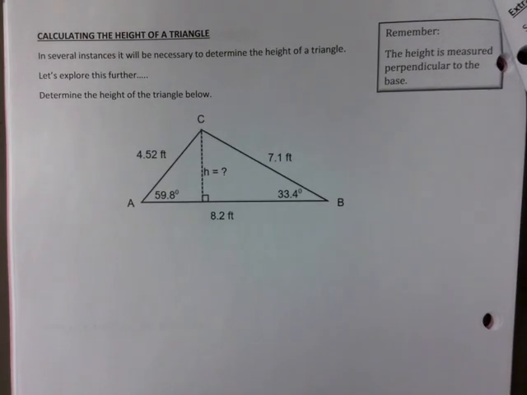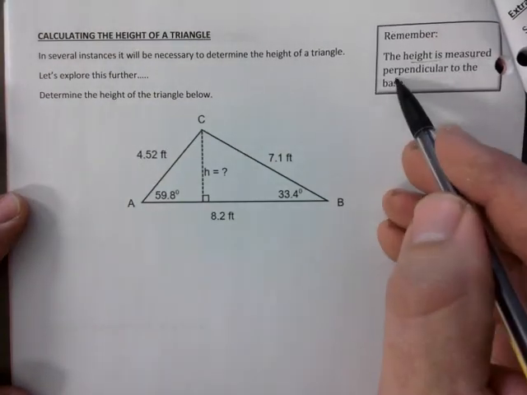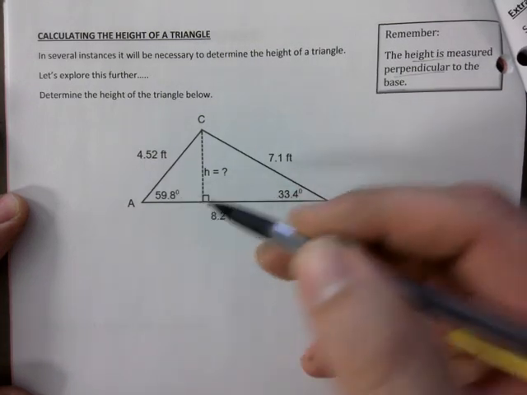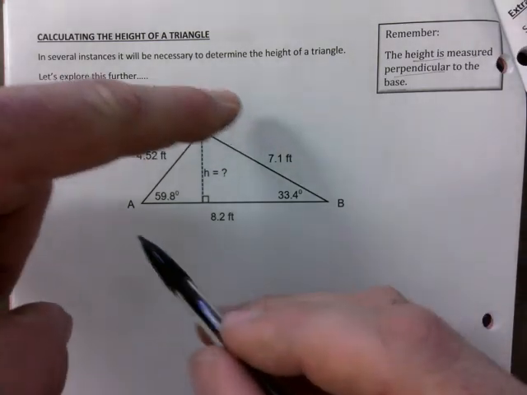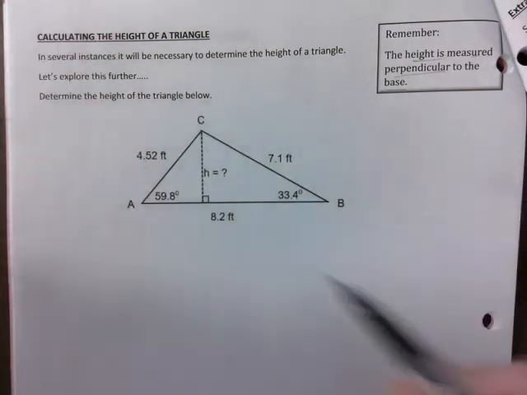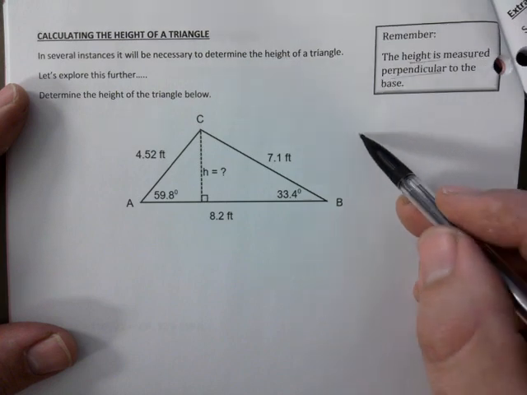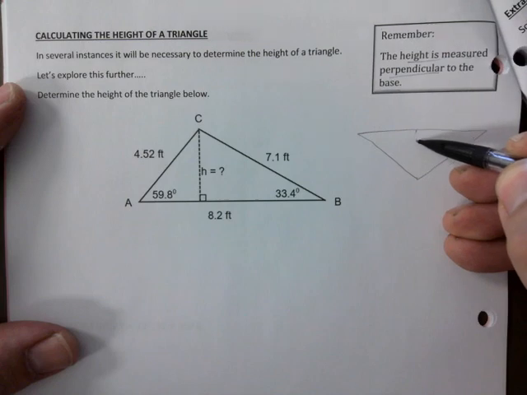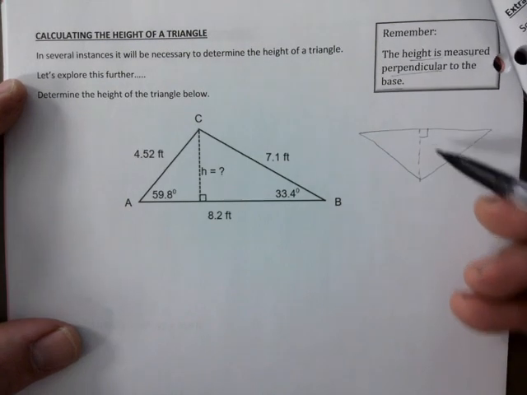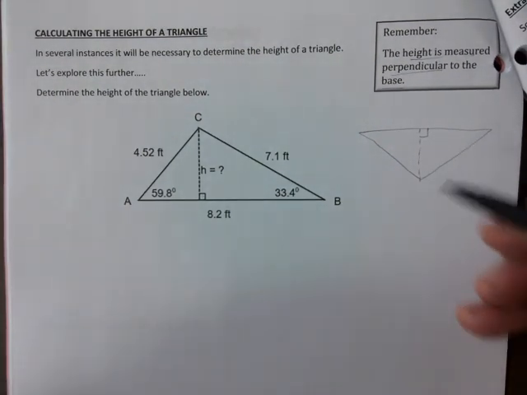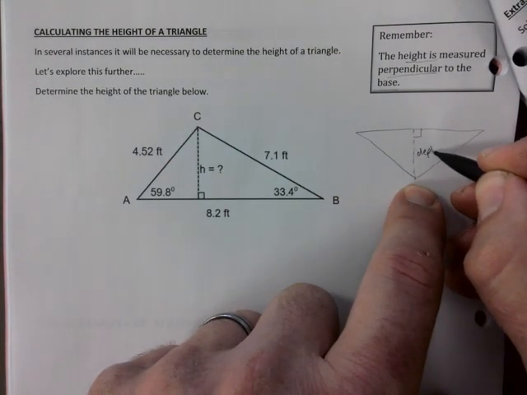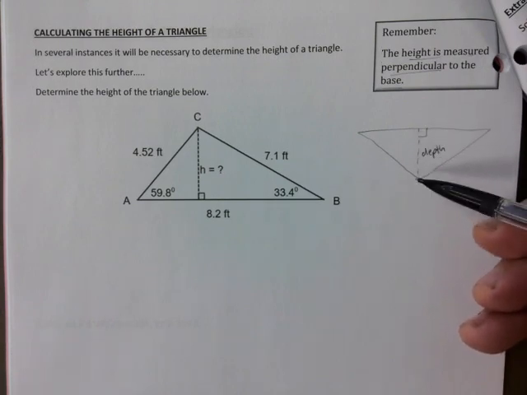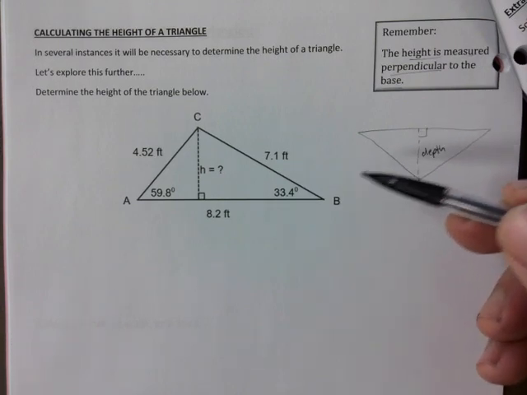So calculating the height: the height is always measured perpendicular to the base. That means there's a 90 here if this is the base of the triangle. But keep in mind that this triangle could be rotated every which way, and this would still be the height, right? If I had it drawn like this, we would still consider that. In some scenarios, we're going to call that depth, like the depth of the lake or whatever. It's just the same idea.